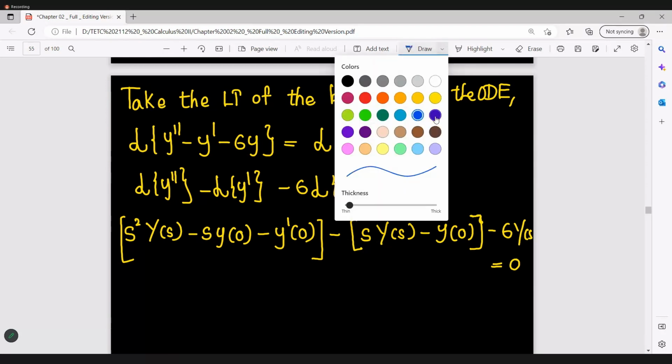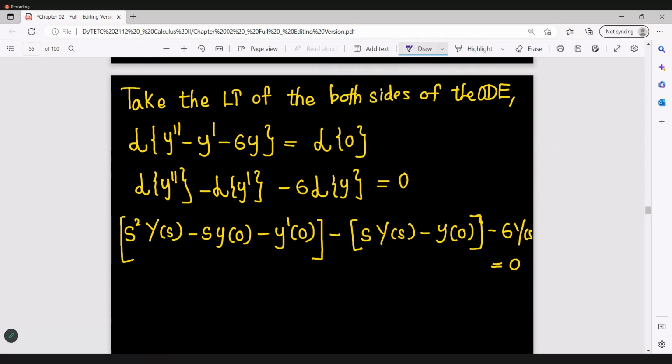As the next step, we need to substitute the initial conditions. So the initial conditions were given as y of 0 is equal to 11.